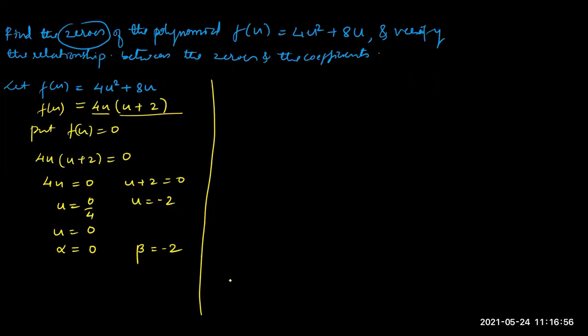Now verification. Sum of zeros is alpha plus beta. Alpha is 0 plus beta is minus 2. This is only minus 2. But it should be in the form of minus b by a. Correct? Minus 2 by 1, sir. Minus 2 by 1. Are you sure?